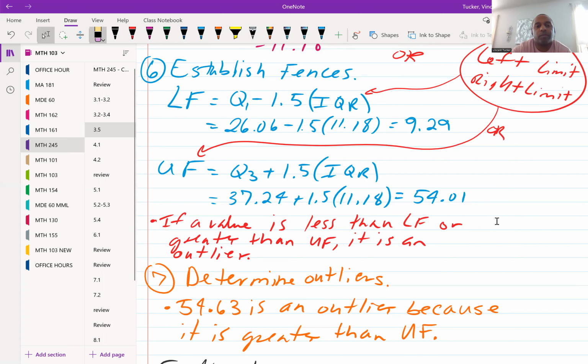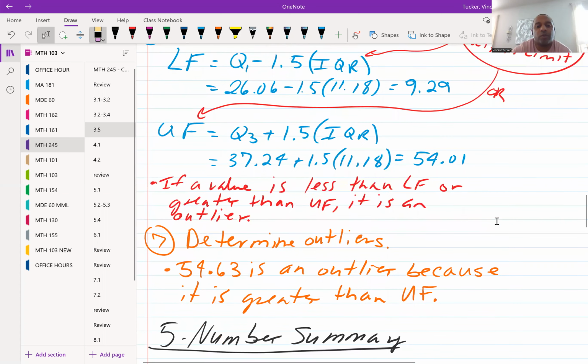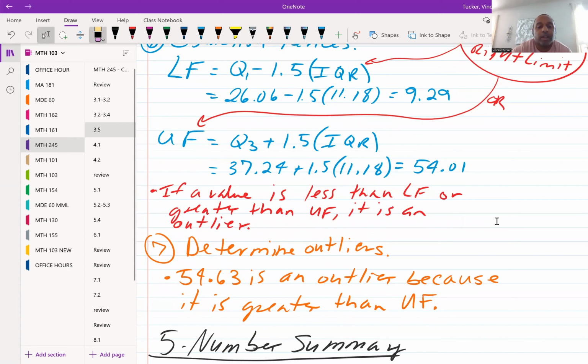All right, any problems with steps 1 through 7 before we get to what they actually asked us, which is the five-number summary and the box plot?